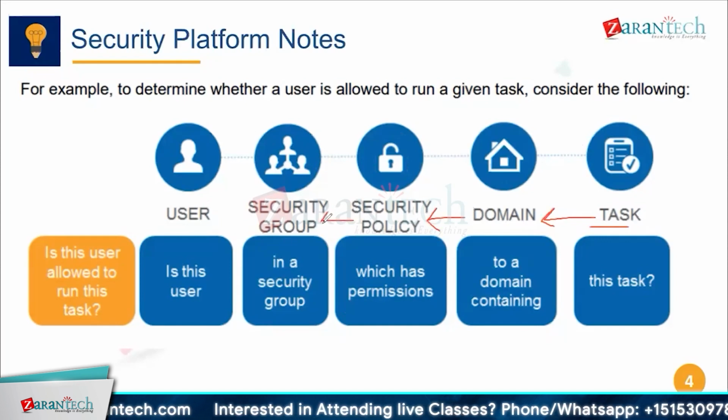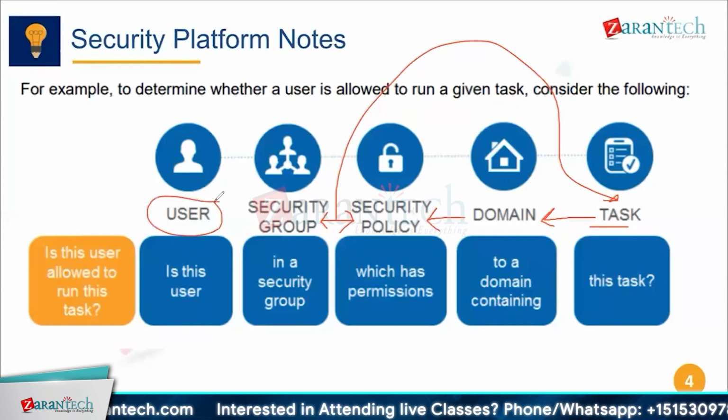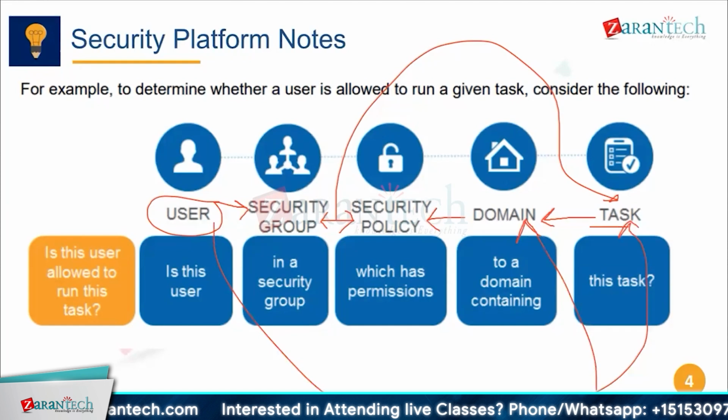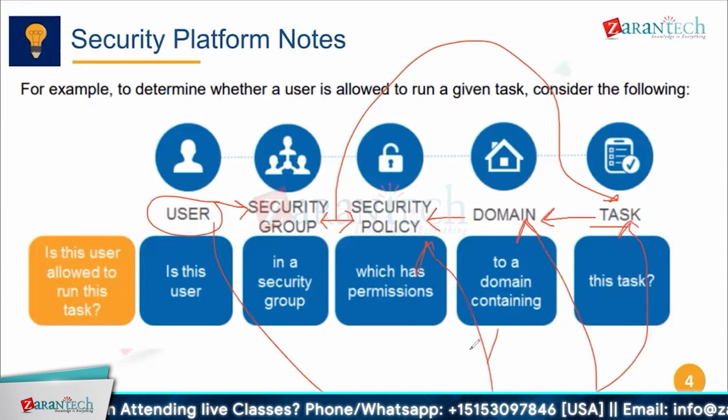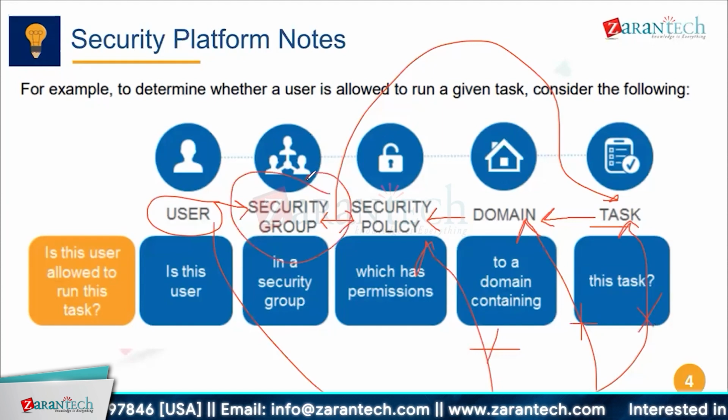Domain security policy will also have some security groups, which will give them access to this task right here. And if this user is a member of this security group, then this user will be able to access that task. I cannot just go in and assign a user to a task, or to a domain, as a matter of fact, or to a policy. All of them are wrong. You can only go through a security group, which is then added to your policies.